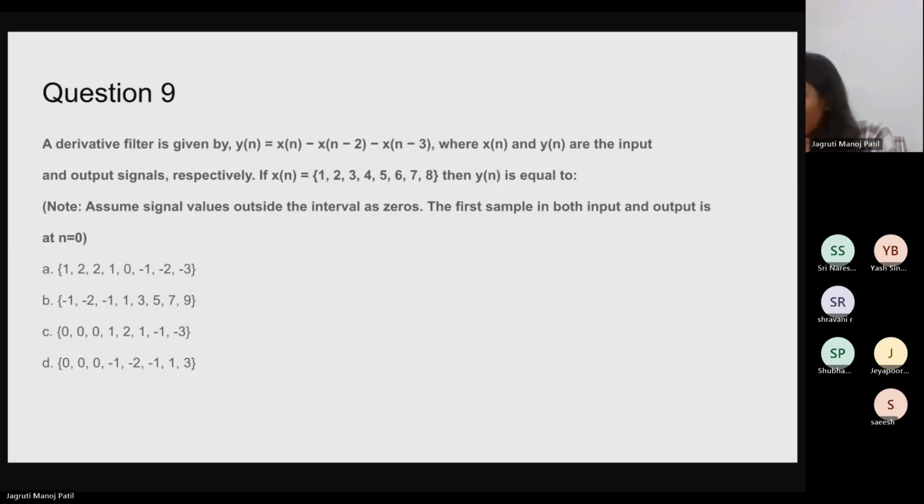Okay. Ninth question. I guess you'll have to solve this. A differential filter is given by y of n equals x of n minus x of n minus 2 minus x of n minus 3, where x and y are the input and output signals. We have x of n given as something. So y of n is equal to what? Try interpreting the signal. See. A option.